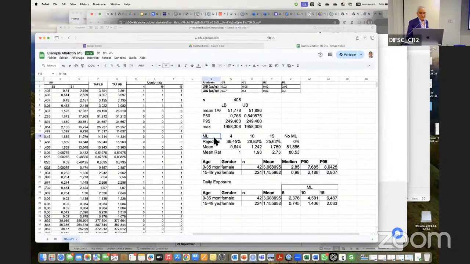So how do they do that in the Codex Committee? They're not doing it in a very complicated technical way. It's easy. Here I put possible maximum levels: 4, 10, 15, or no ML. If there is no ML, there is 0% rejection. Very easy.